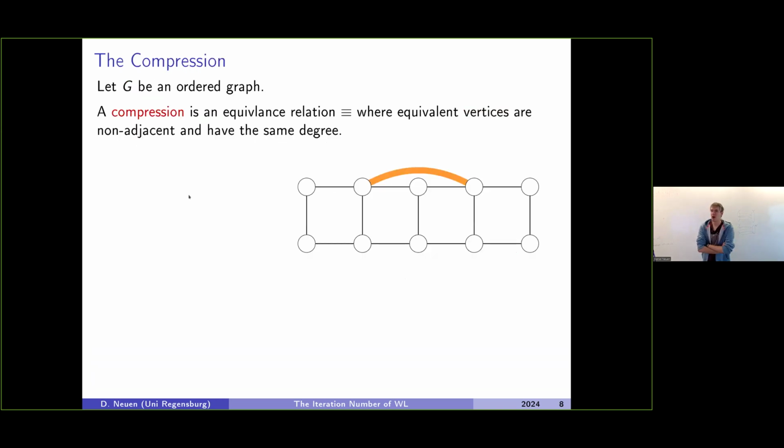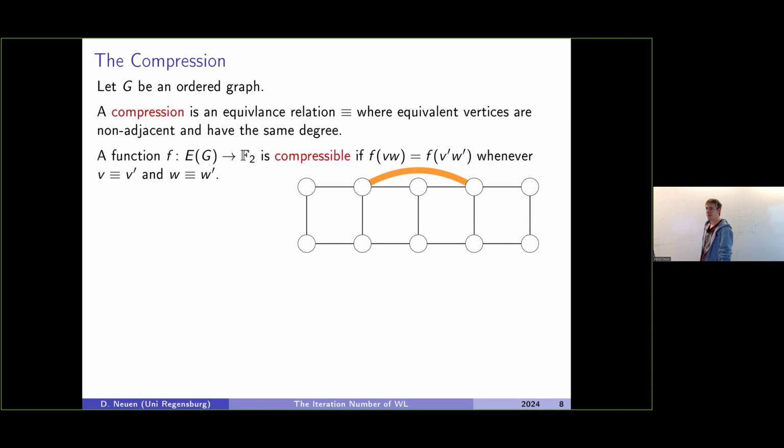So compression is an equivalence relation on the vertices of a graph. Here we again have an ordered graph. And well, we have two conditions. Equivalent vertices are always supposed to have the same degree, and they are supposed to be non-adjacent. Non-adjacent is because if we compress, then we sort of lose the edges between the corresponding gadgets, which we don't want. And of course, we need the same degree because the size of a CFI gadget at a vertex depends on the degree of the vertex. And if we do this compression, we cannot merge gadgets that have different sizes. Okay, so I think it makes a lot of sense to define a compression like this.